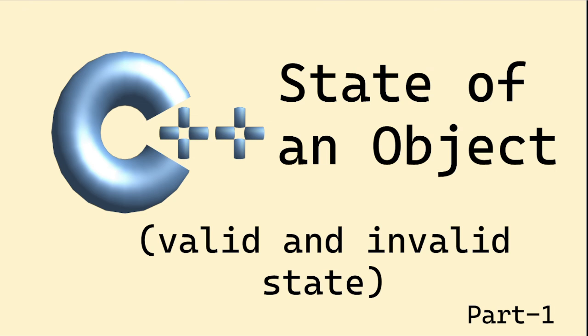From the low level perspective, or from the physical memory level perspective, you can view the state as a map of bits in the memory space of the object. This data or map of bits determines how the object behaves when it is used. In other words, state plays a role in shaping the object's behavior. Broadly, the state of an object can be categorized as valid and invalid.